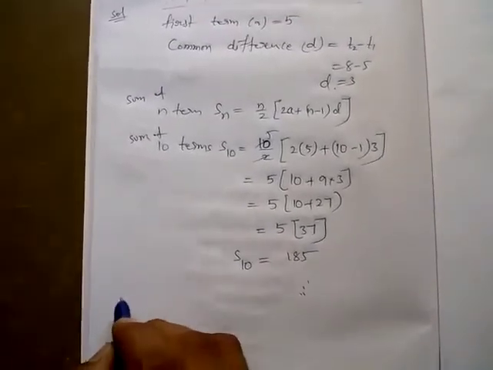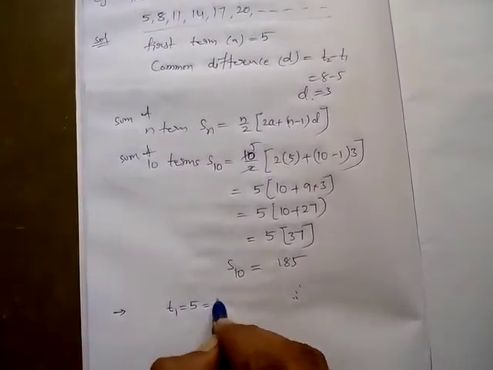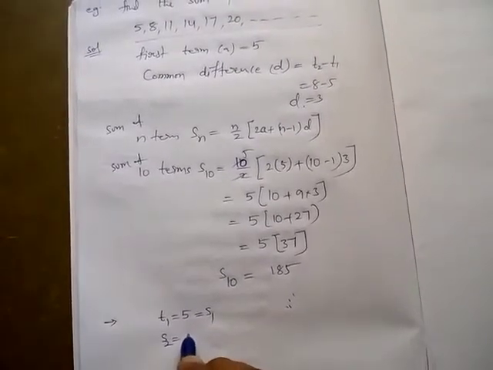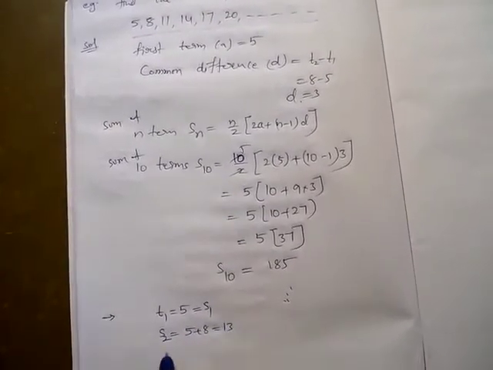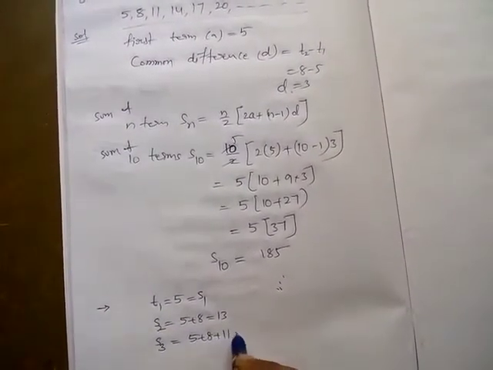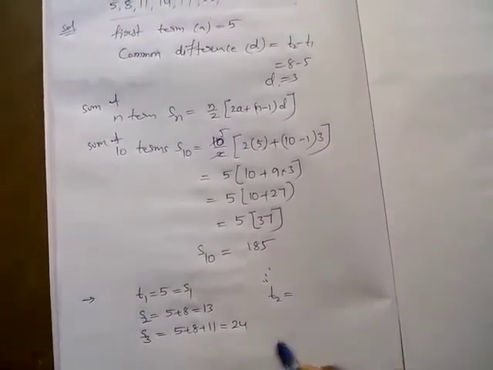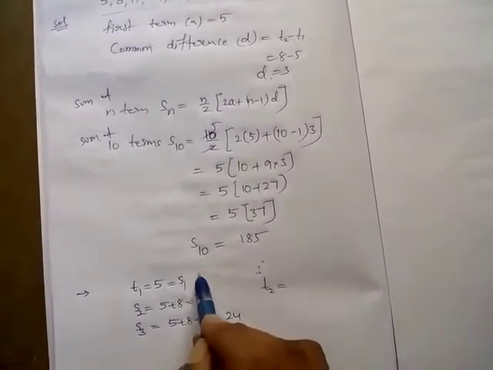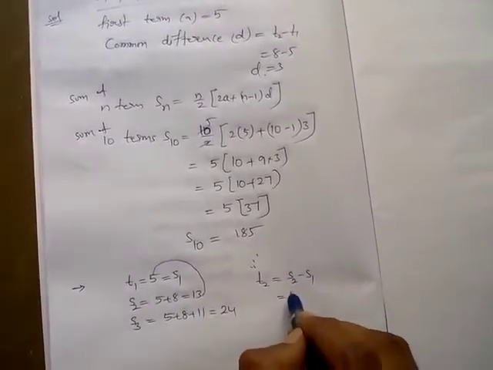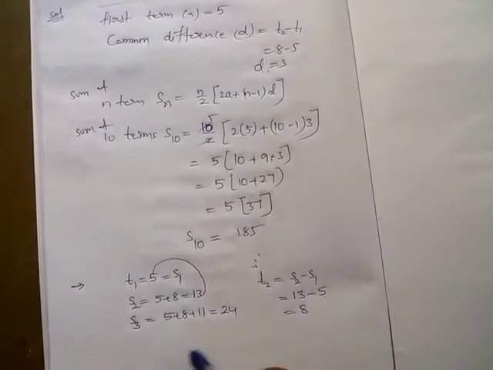And one more important point: here T1 is equal to 5 and that is also equal to S1. S2 is the sum of 2 terms, 5 plus 8, how much? 13. S3, the sum of 3 terms, 5 plus 8 plus 11, so 13, 24. So how to get T2? T2 is equal to the sum of 2 terms minus the sum of first term, that is S2 minus S1. S2 is 13, S1 is 5. So 13 minus 5 becomes 8, that is the second term.